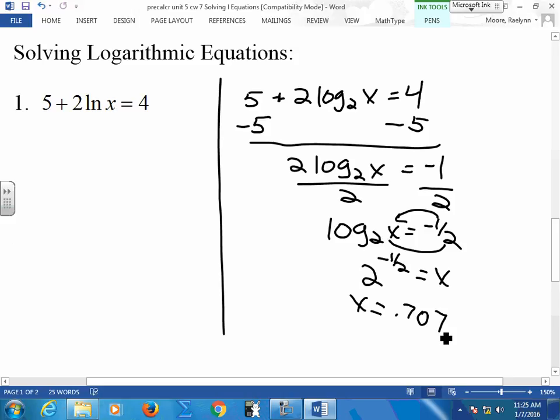Can I plug that in here? Put this in my calc and make sure it's close to 4. Remember, it's not going to be exactly because we round. Okay? Same problem over here. It's the same exact problem.